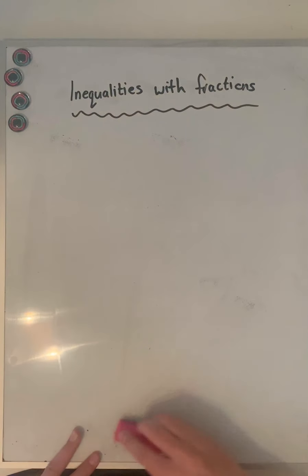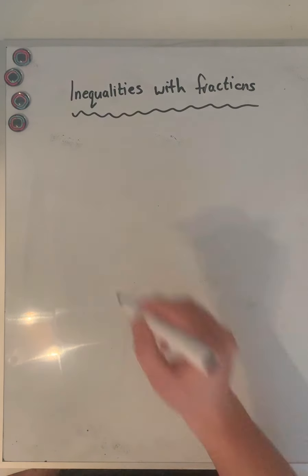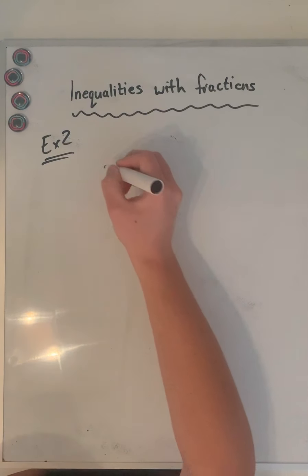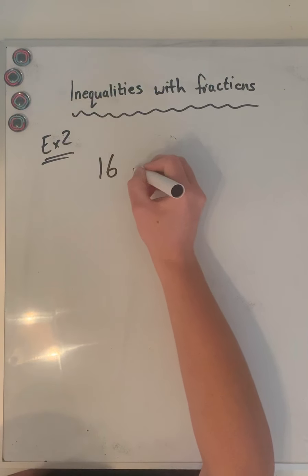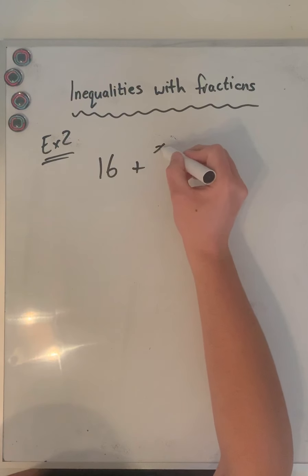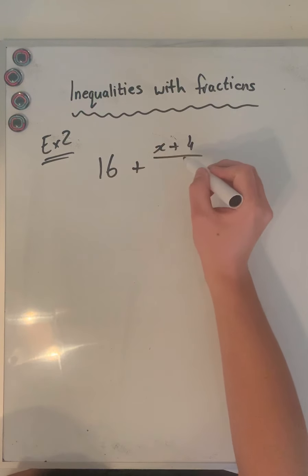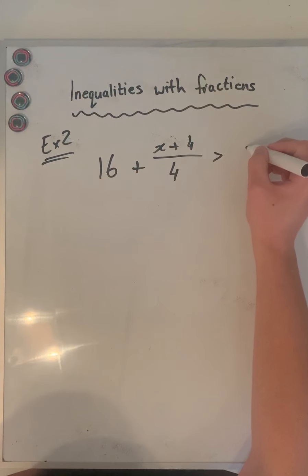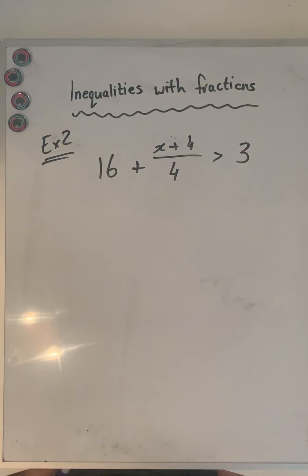Right, okay, just put example 2 down just now. And example 2 we will copy down is, we'll go for 16 plus (x plus 4) all over 4 is greater than or equal to 3. Okay?